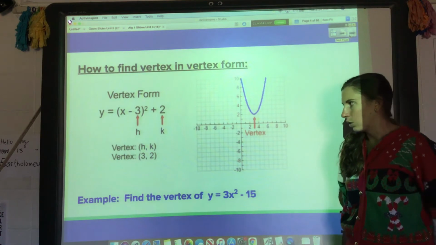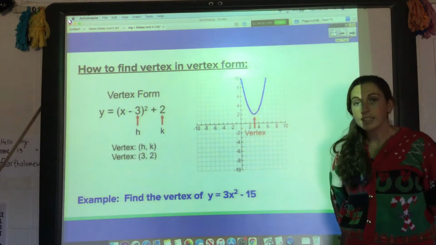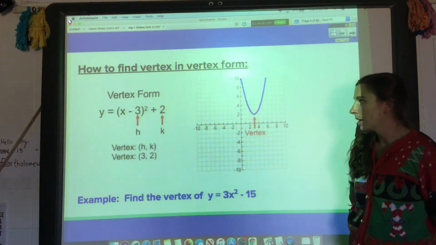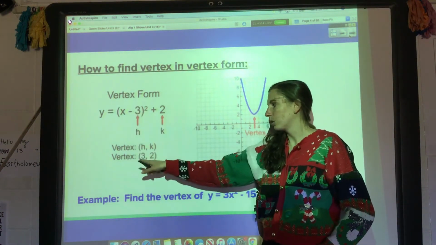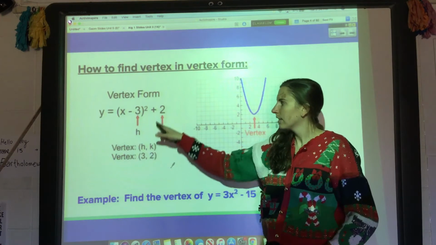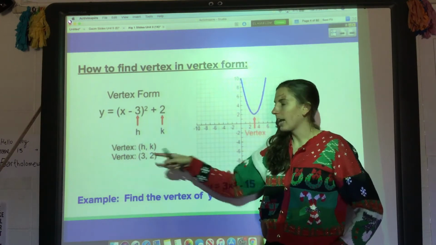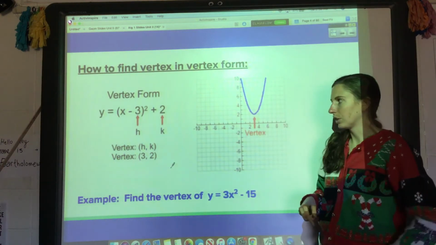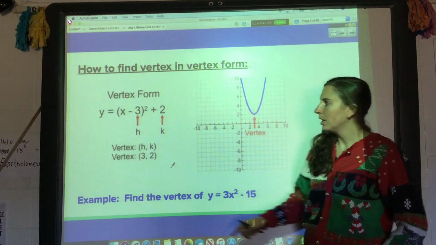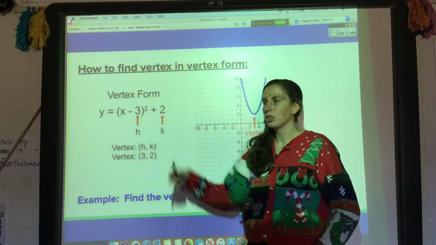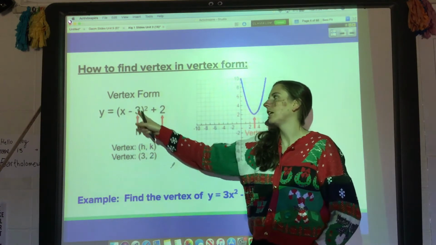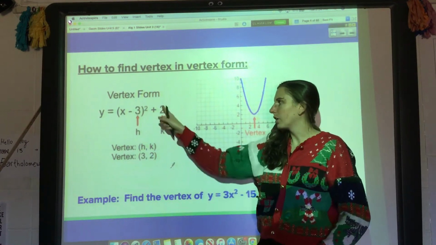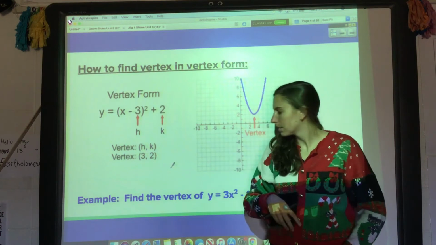In vertex form, it's very easy to see what the vertex is. Remember, this number right here is H, which is the x coordinate of your vertex. This number right here is K, which is the y coordinate of your vertex. You do have to be careful because it's always minus H. So if you had +3 for the vertex, it would be -3 in the equation, although K is just always as it is.